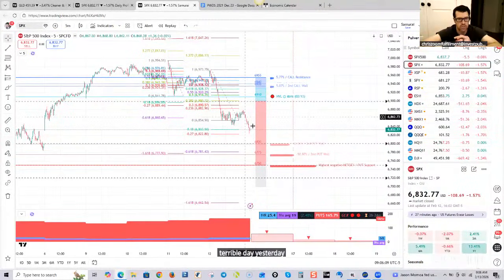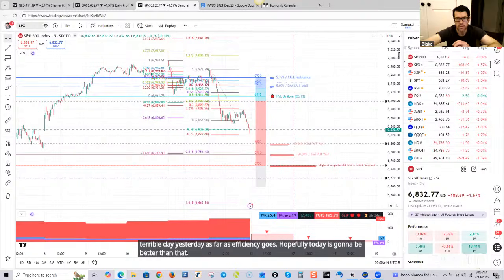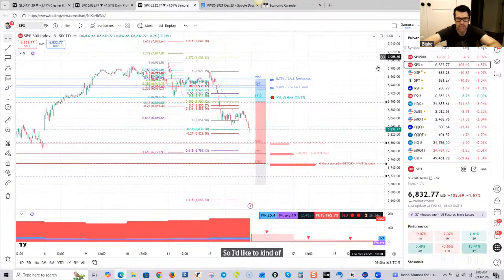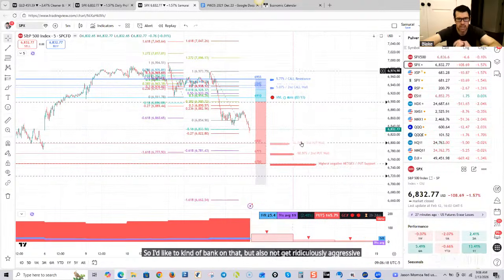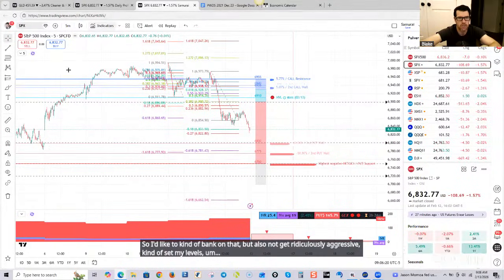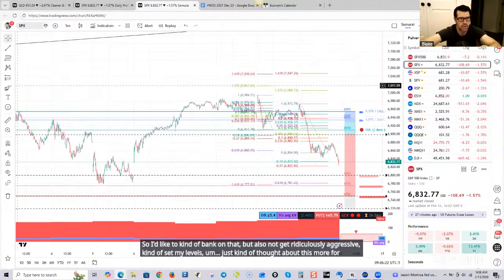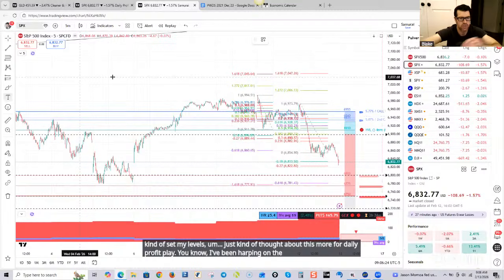As far as efficiency goes, hopefully today is going to be better than that. So I'd like to kind of bank on that, but also not get ridiculously aggressive, kind of set my levels. Just kind of thought about this more for daily profit play. I've been harping on just the structure, which is okay.